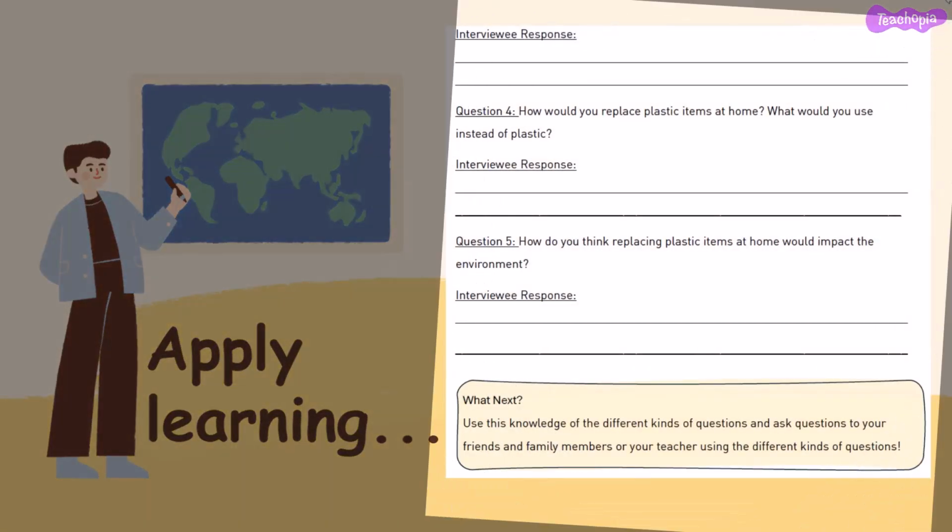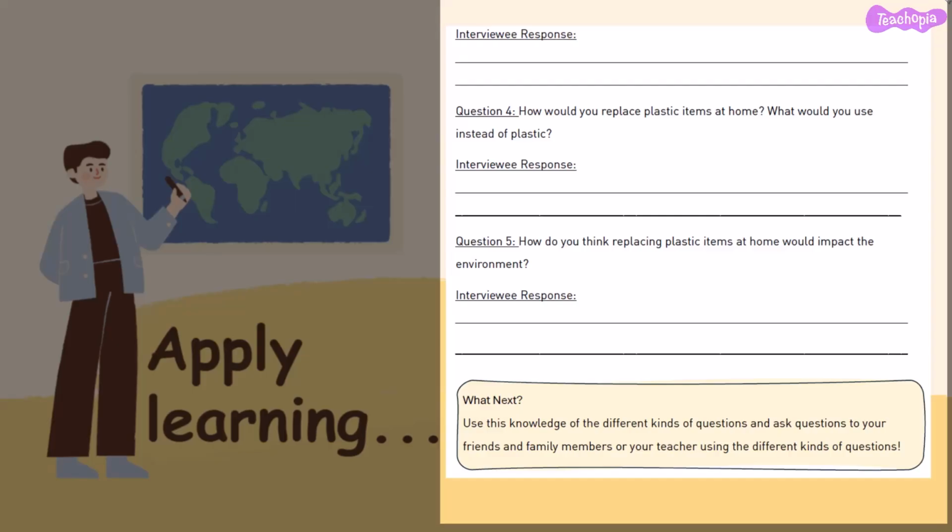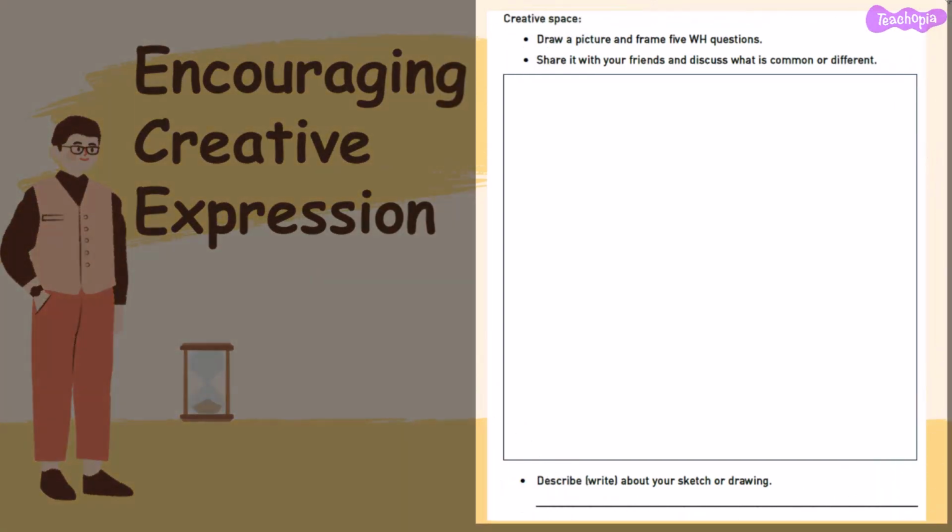Once they complete this, a small reflective box is given, wherein what next? Use this knowledge of different kinds of questions and ask questions to your friends and families is encouraged. Thus, a speaking route is opened for the learners. Next, we encourage creative expression through the creative space, where the learners are asked to draw a picture and frame 5 WH questions based on it. They can share it with their friends and discuss what is common and different. Also, they can describe in a small paragraph what their sketch is about.